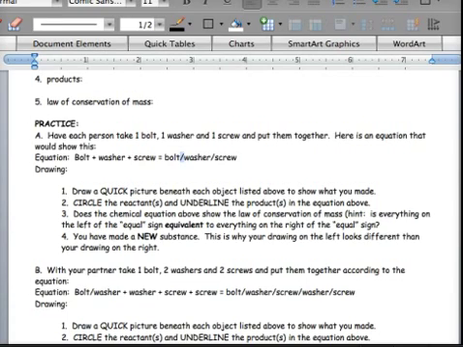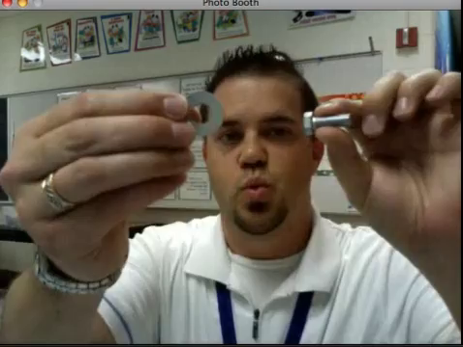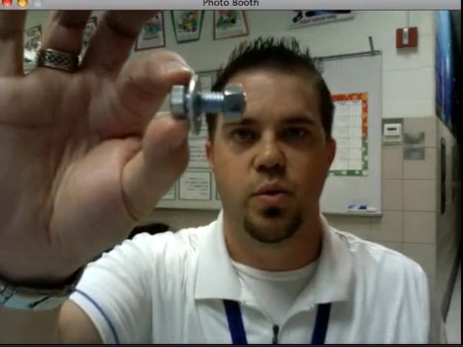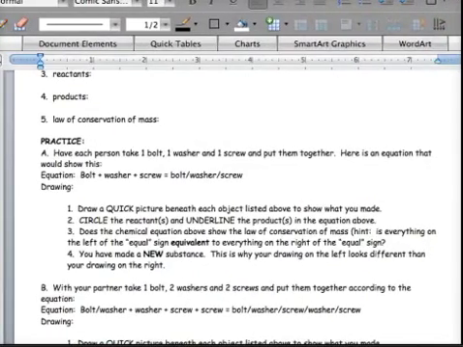You have to draw what it is that you made here. So number 1 says draw a quick picture beneath each object listed above to show what you have made. So I'll show you what you're going to be working with here, and then you will draw those things. So I'll move this out of the way. You're starting with 1 bolt plus 1 washer plus 1 nut. And that equals this. So you have the bolt bonded to the washer, bonded to the nut. So that is for practice part A.